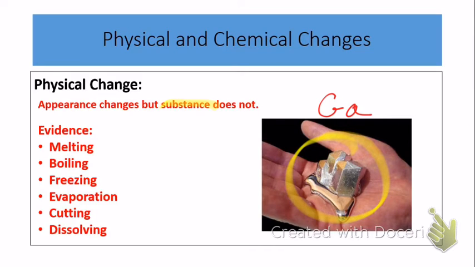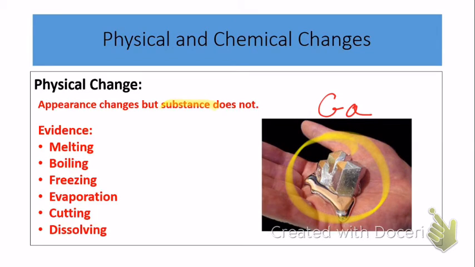Even though it's melted, it is still gallium. And so a physical change really does not change the identity of that substance. Even though it undergoes some kind of change, it is still the same thing. Think of water melting. If you take water that's in an ice cube and you melt it, it's still considered water. We haven't changed the fact.